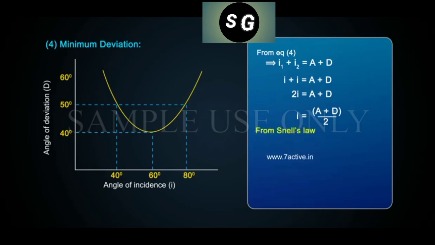From Snell's law, we have mu equals sin I by sin R. Now we can substitute the values of I and R. So we get mu equals sin((A plus D) by 2) by sin(A by 2).